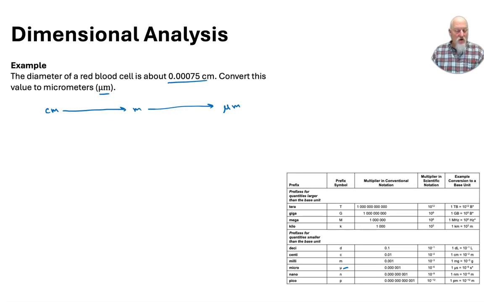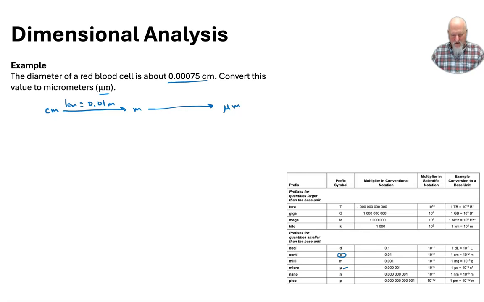Okay, looking up centimeters. Centi's right here. 1 centimeter is 0.01 meters. That's what our table says. The prefix unit is equal to that many of the base unit.